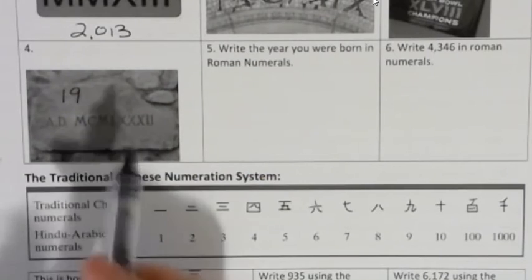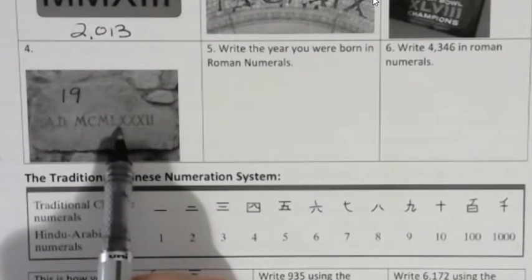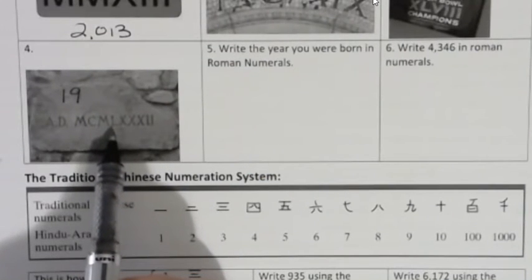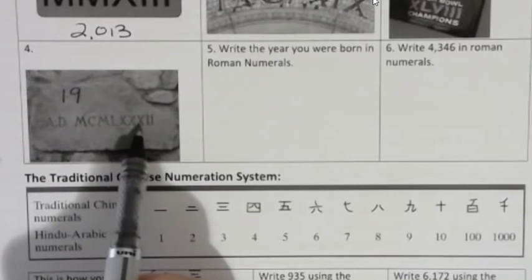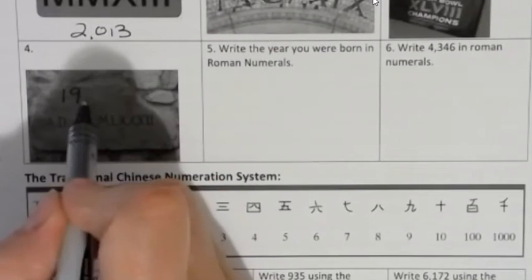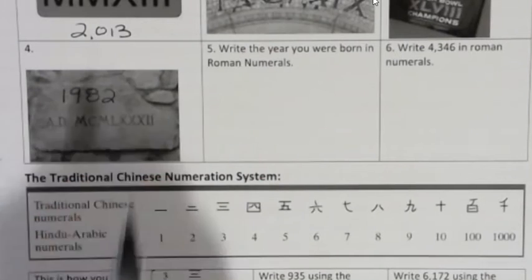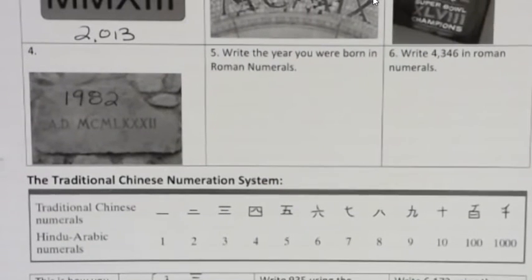And then we have LX. Remember that L is 50, that's greater than the X. So we're not subtracting, we're adding here. We have 50, 60, 70, 82. So that was 1982. The next one just says, write the year you were born in Roman numerals. So maybe you were born in 1982 and you're done.